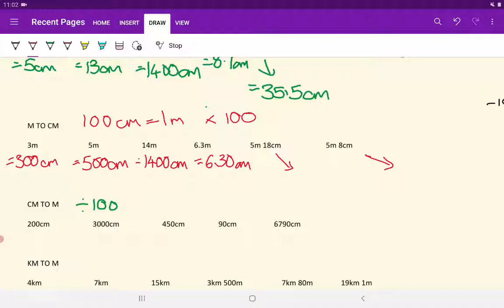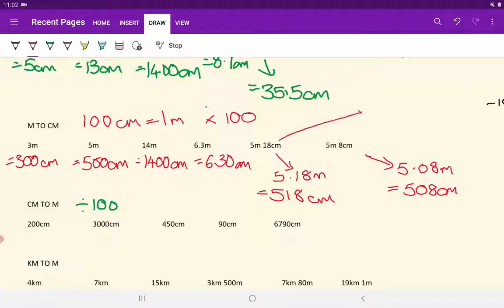5 metres 18 centimetres, we could see written as 5.18 metres like we had in that previous example. And 5 metres 8 centimetres would be 5.08, so you might see them written like that. If we times them by 100 then, we're going to get 518 centimetres, and we're going to get 508 centimetres.